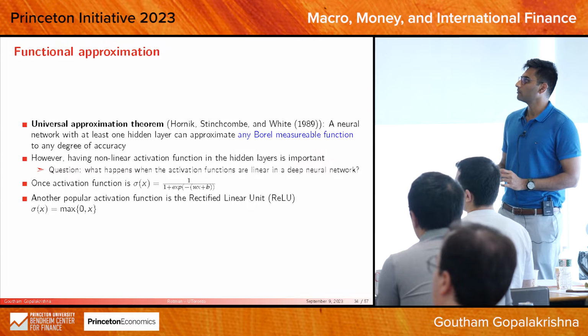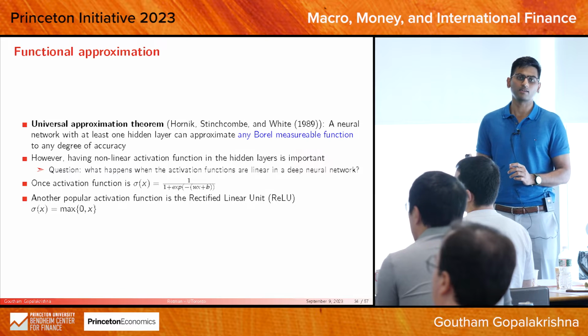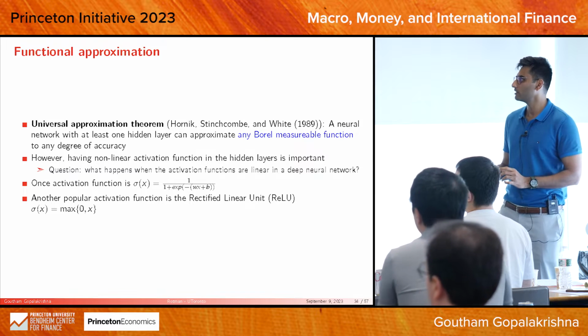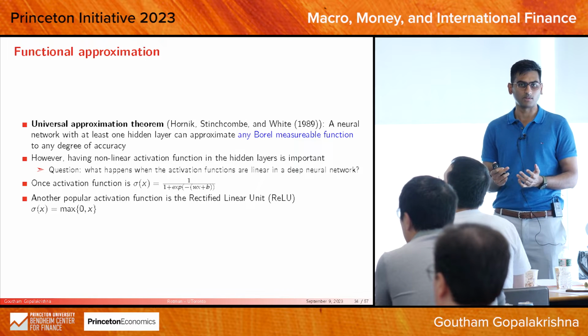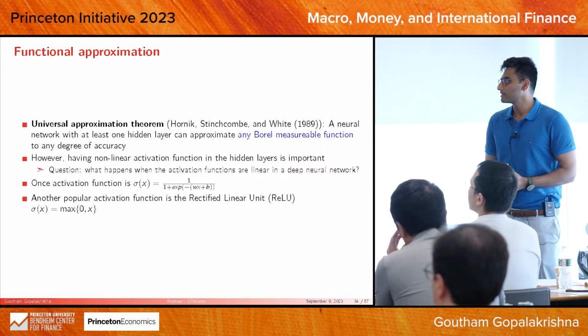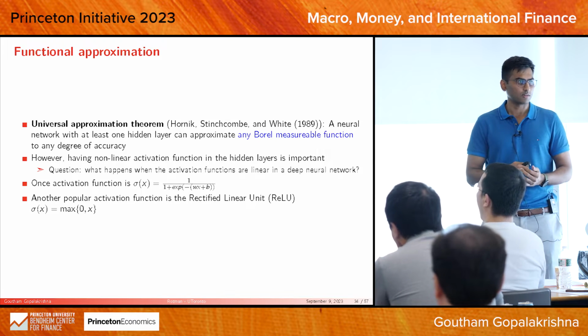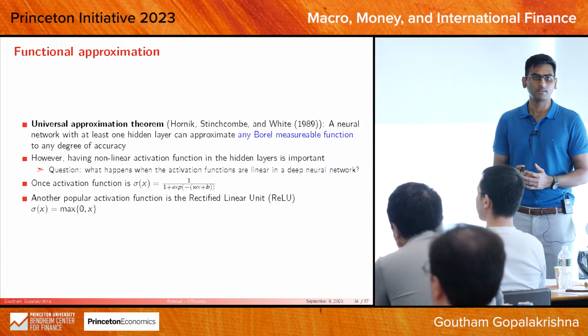Okay. So experimentally, however, having just one hidden layer is not enough, like I explained earlier. So people typically use deeper neural networks. Okay? The problem here is there is no clear guidance on the right architecture. It depends on the problem at hand. Okay?